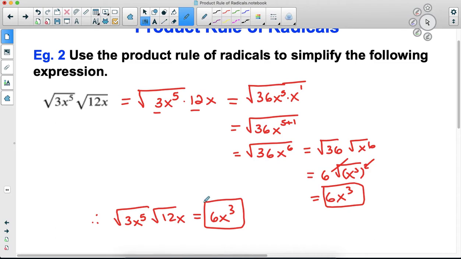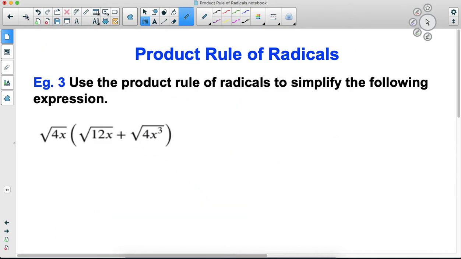Let's take a look at another example here. Example 3. Use the product rule of radicals to simplify the following expression. Square root of 4x times the quantity square root of 12x plus the square root of 4x cubed. So here we're going to apply the distributive property. So we're going to have to distribute the square root of 4x. And notice we're going to end up with the square root of 4x times the square root of 12x plus the square root of 4x times the square root of 4x cubed.